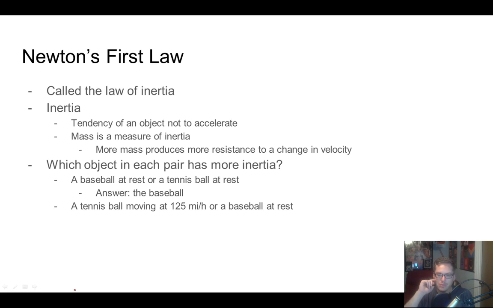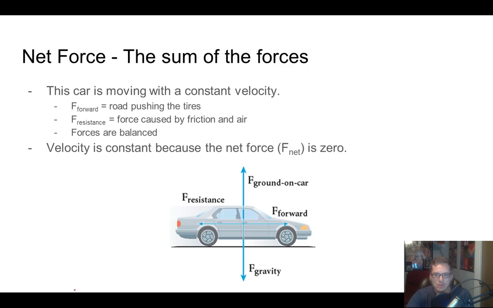Now here's another interesting one. So we've got a tennis ball moving at 125 miles per hour. That's pretty fast. It's a good whack, right? Or a baseball at rest. Well, which one do you think is going to have more inertia? Well, it's still the baseball because the velocity is not a measure of the inertia. Remember, a measure of inertia is the mass, and the baseball still weighs more, so it still resists that movement more than the tennis ball does.